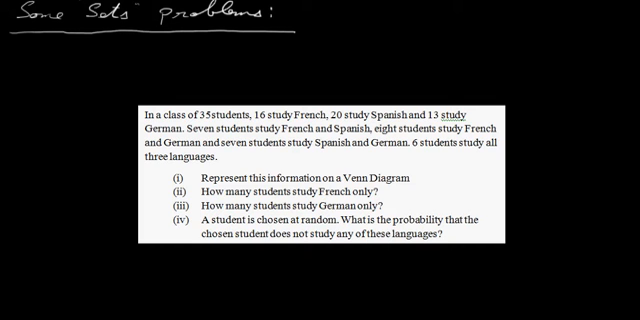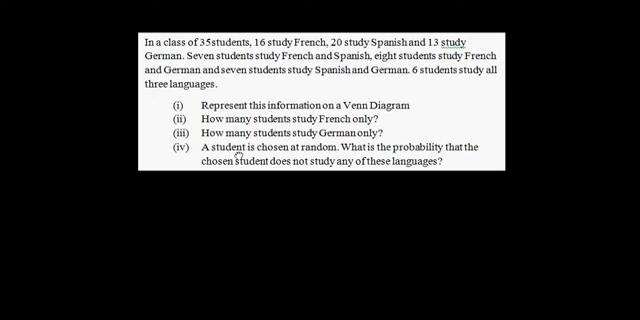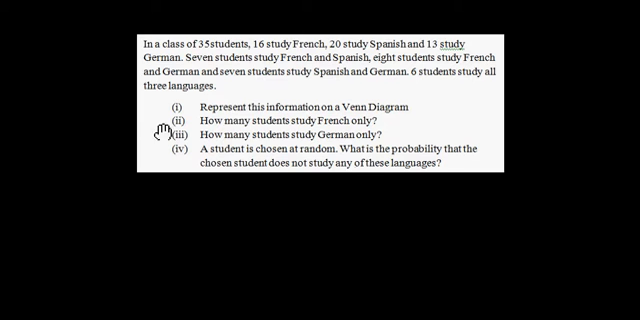Okay, so in this video I'm going to have a look at some sets problems, problems involving sets, or using sets to solve some practical problems here. So I have this question here, and we're just going to draw a Venn diagram to represent this information first of all. That's the first part of the question here. So we have a class of 35 students, and we have three languages here, French, Spanish and German. And we're going to represent who studies which language using a Venn diagram.